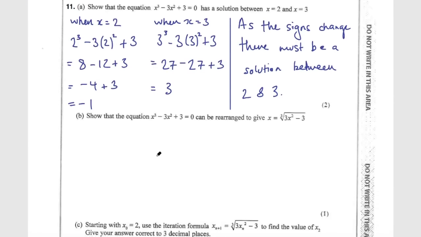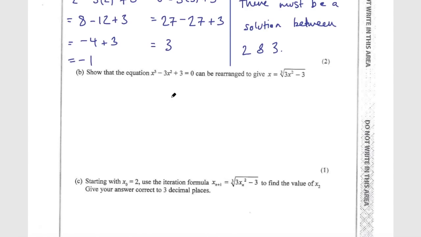Part B says, show that the equation x cubed minus 3x squared plus 3 equals 0 can be rearranged to give x equals the cube root of 3x squared minus 3. Okay, so let's start off with just writing it out again. I guess you don't really have to do this, but I always like to start off with this first line.